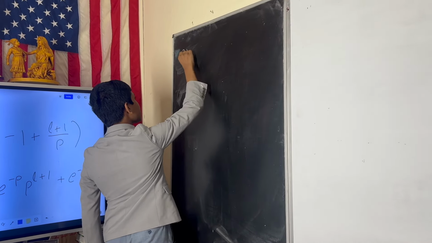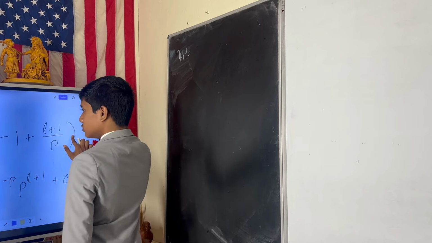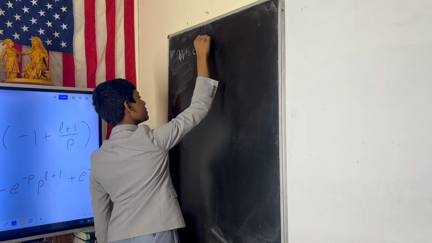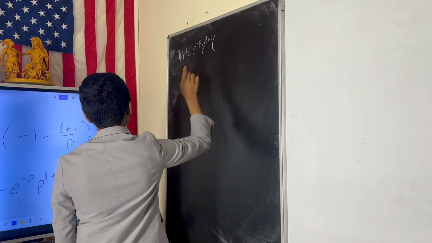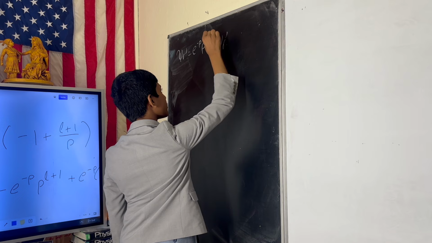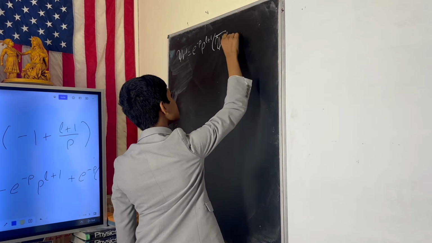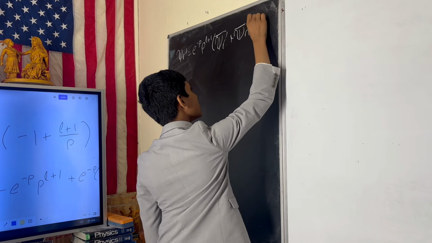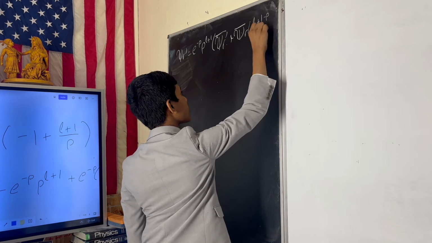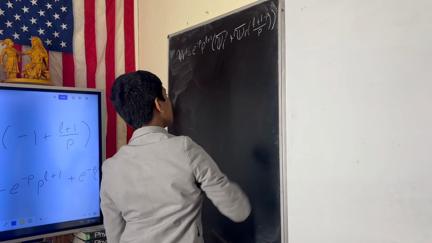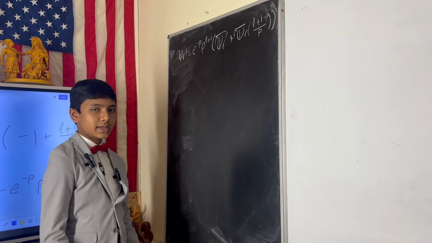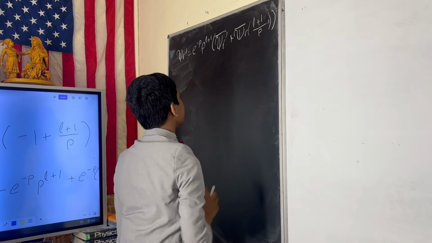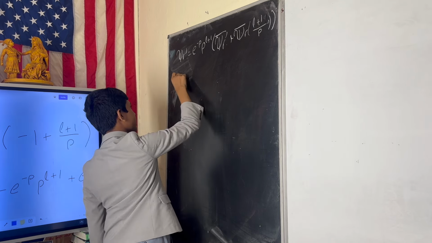So psi r prime is now equal to e to the minus rho to the L plus 1 multiplied by psi r overline prime plus psi r overline multiplied by L plus 1 minus rho over rho. Okay, so now what happens when we take the derivative again? I'm going to put a minus 1.